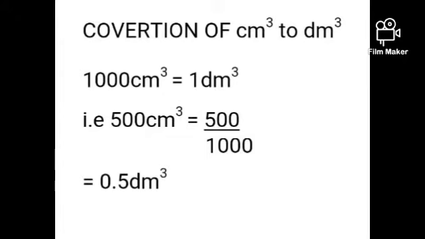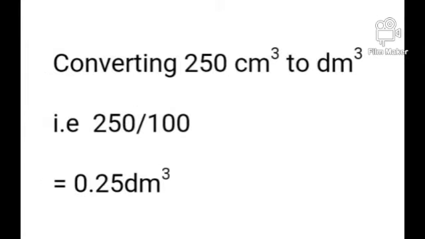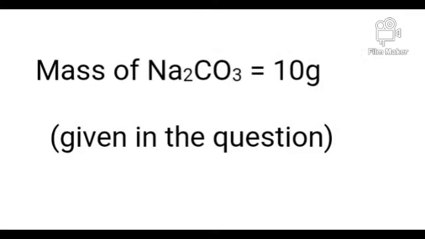That will give us 0.5 dm cubed. So in our question, we have 250 cm cubed. Converting it to dm cubed, it will mean 250 divided by 1000. That will mean 0.25 dm cubed. That now is the volume of our solution.